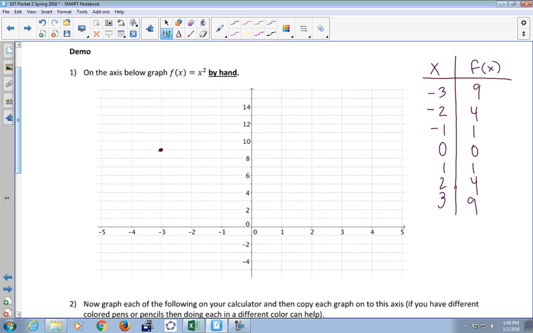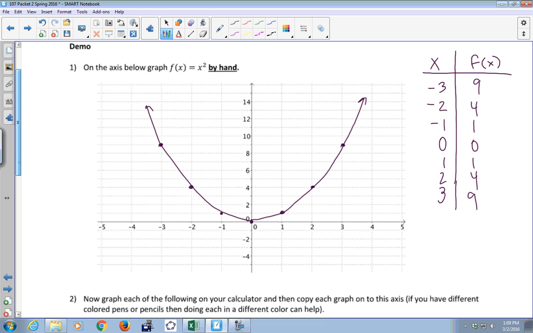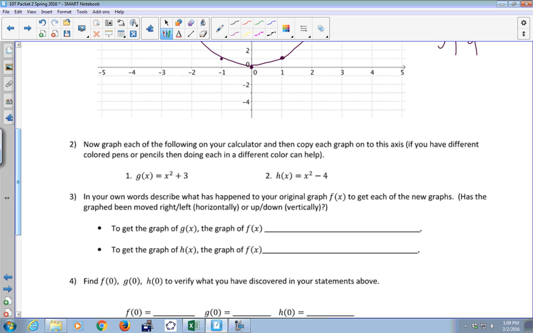-3, 9, -2, 4, -1, 1, 0, 0, 1, 1, 2, 4, 3, 9. We'll connect them with a nice smooth curve. Okay. So now I want to graph each of these guys on a calculator and copy them to the graph that I just drew, so on the same set of axes. If you have different colored pens and pencils, that would be helpful, but it's not that big a deal as long as you label everything.